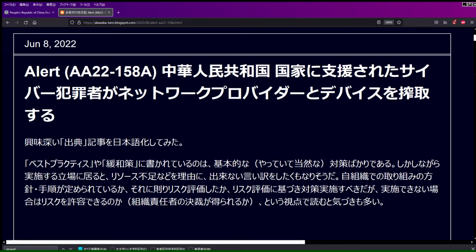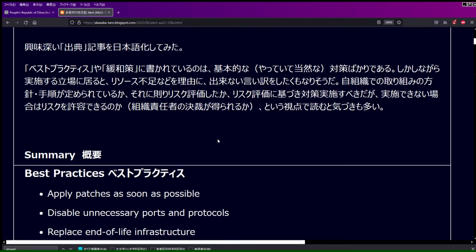It is often helpful to read the book from the perspective of whether your organization has established policies and procedures, whether you have assessed risks in accordance with those policies and procedures, and whether you can tolerate risks if you cannot implement measures based on your risk assessment, i.e., whether you can obtain the approval of the person in charge of your organization.